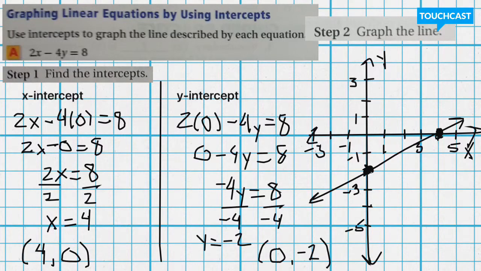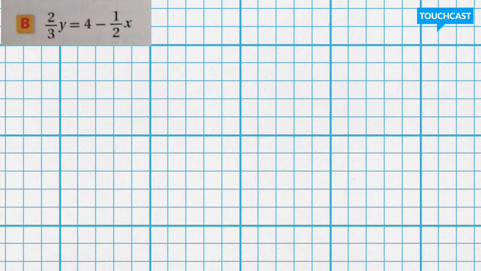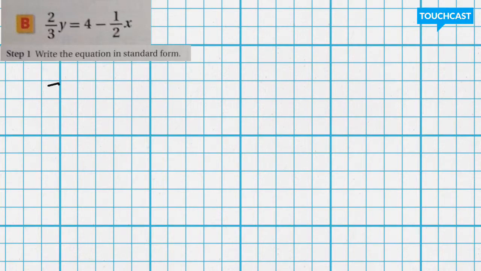So we finished graphing the line 2x minus 4y is equal to 8. Let's go to our last example. Alright, so we've got 2/3 y equals 4 minus 1/2 x. Our first step is to write the equation in standard form. So the first thing we can do is actually let's rewrite our equation. We have 2/3 y equals 4 minus 1/2 x.